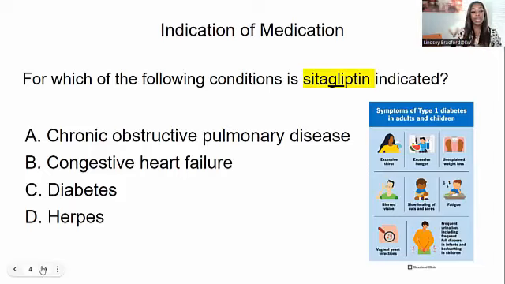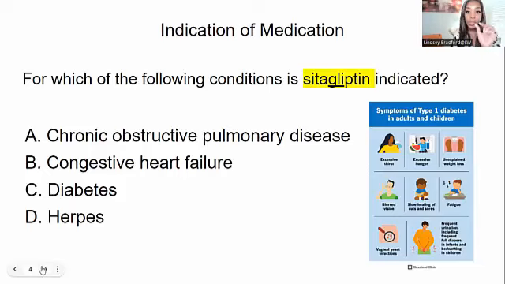The third one is indication of medication. Which of the following conditions is the drug indicated for, right? I did highlight the drug, and I also highlighted an infix inside of the drug name to give you a hint, right?